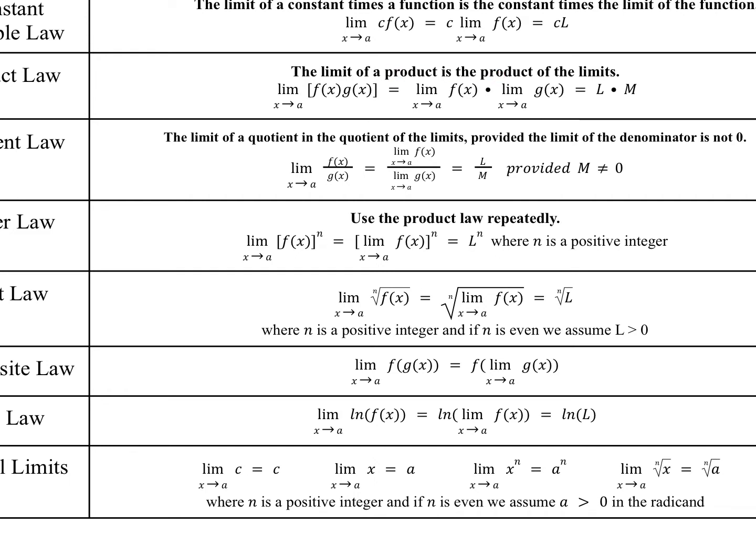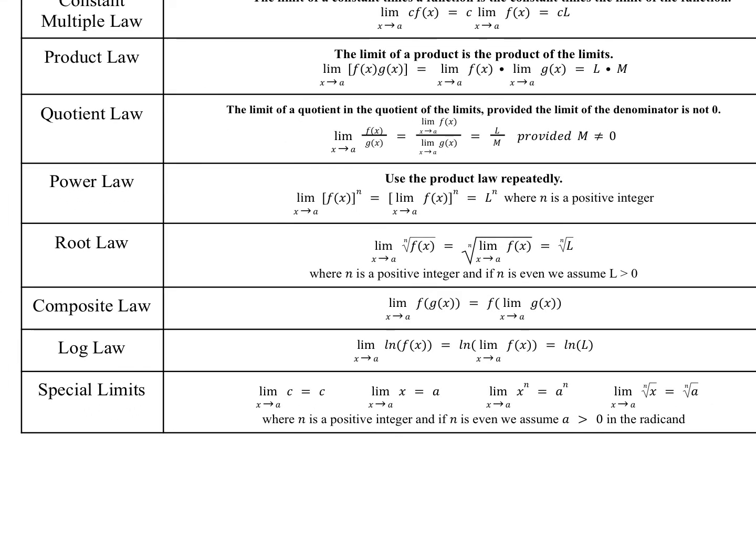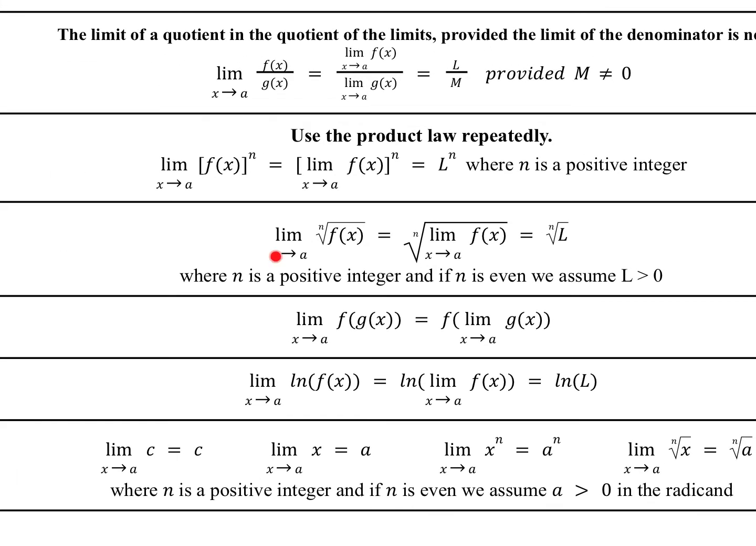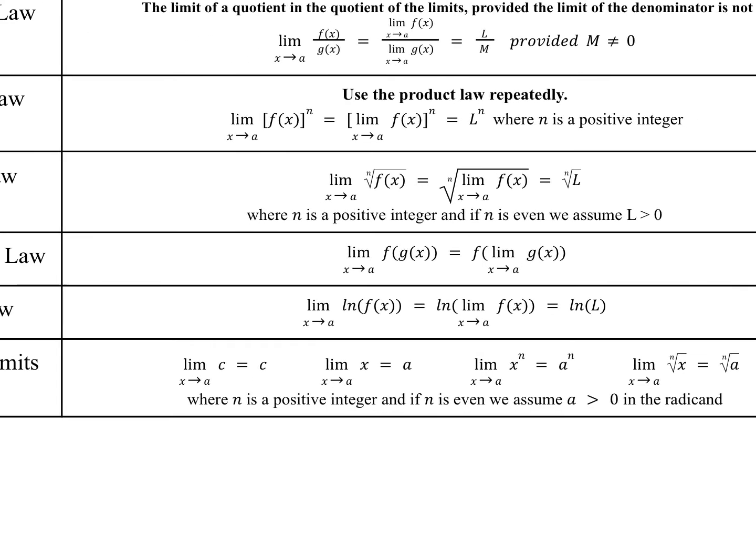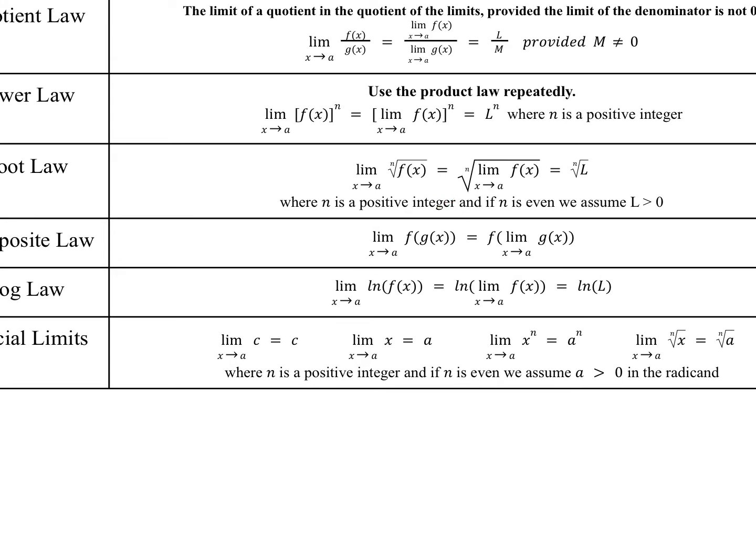So it's essentially the product law with multiple products, more than one power of your function. The root law says that if you are taking the limit of the nth root of a function, you could actually take the nth root of the limit of that function. So it's simply the nth root of L, which is the limit of f of x. Here we are assuming that n is a positive integer, and if n is even, of course, L should be greater than or equal to 0.